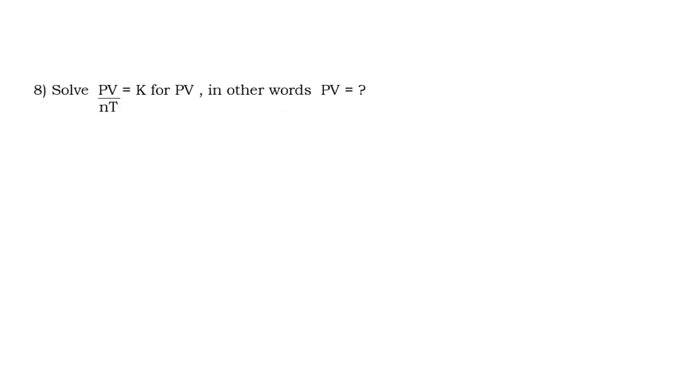So here's what it looks like. PV over NT is equal to K. In other words, PV is equal to NKT. Now for K, K is a constant we use quite a bit in gas laws, but for this one here, we're going to use R.